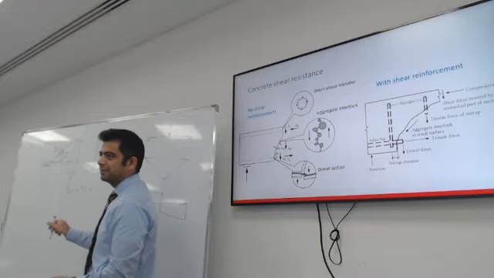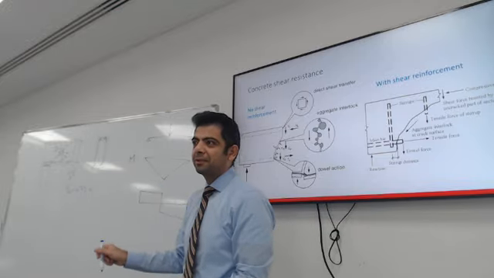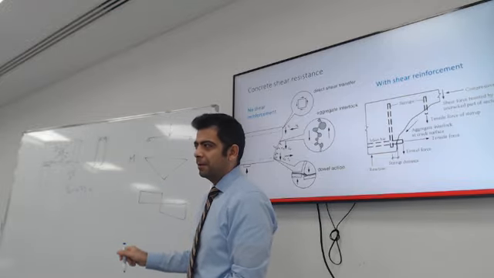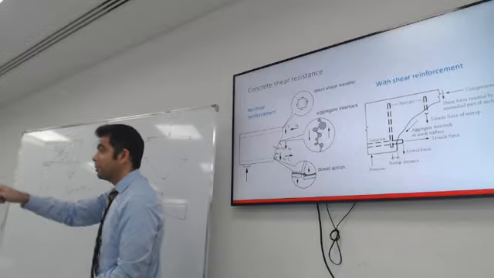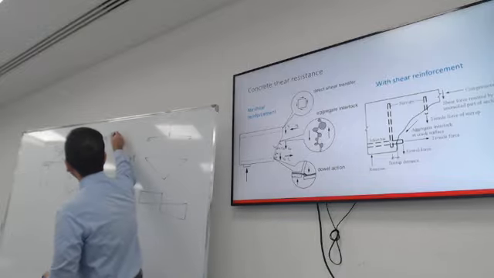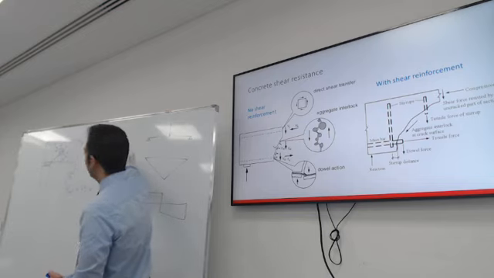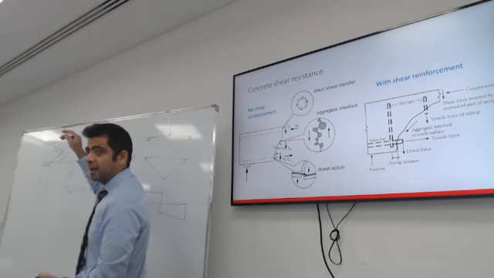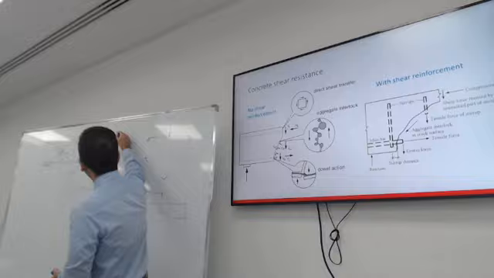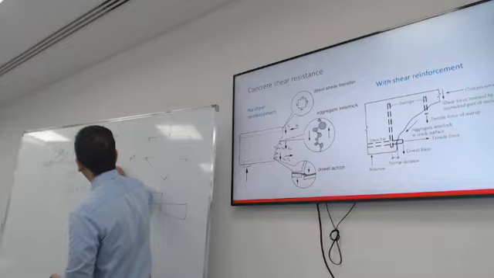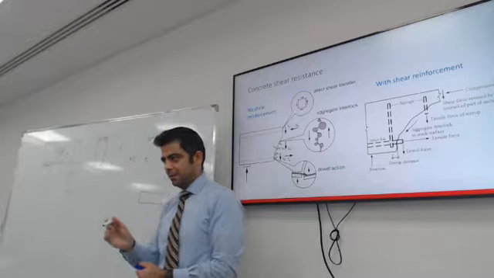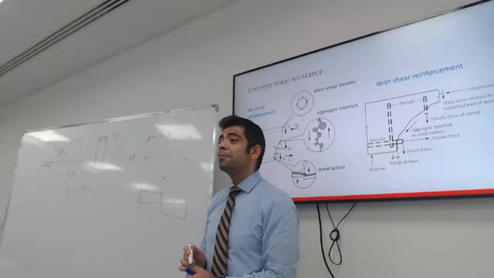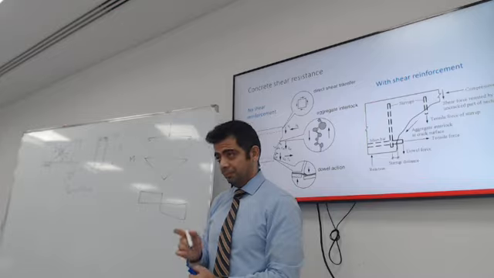Which distance? Horizontal distance? From the top to the bottom reinforcement, that's exactly it. d is from the very top, the compression fiber, all the way to the center line of the steel. That's d. That's the one you were thinking of? Okay.